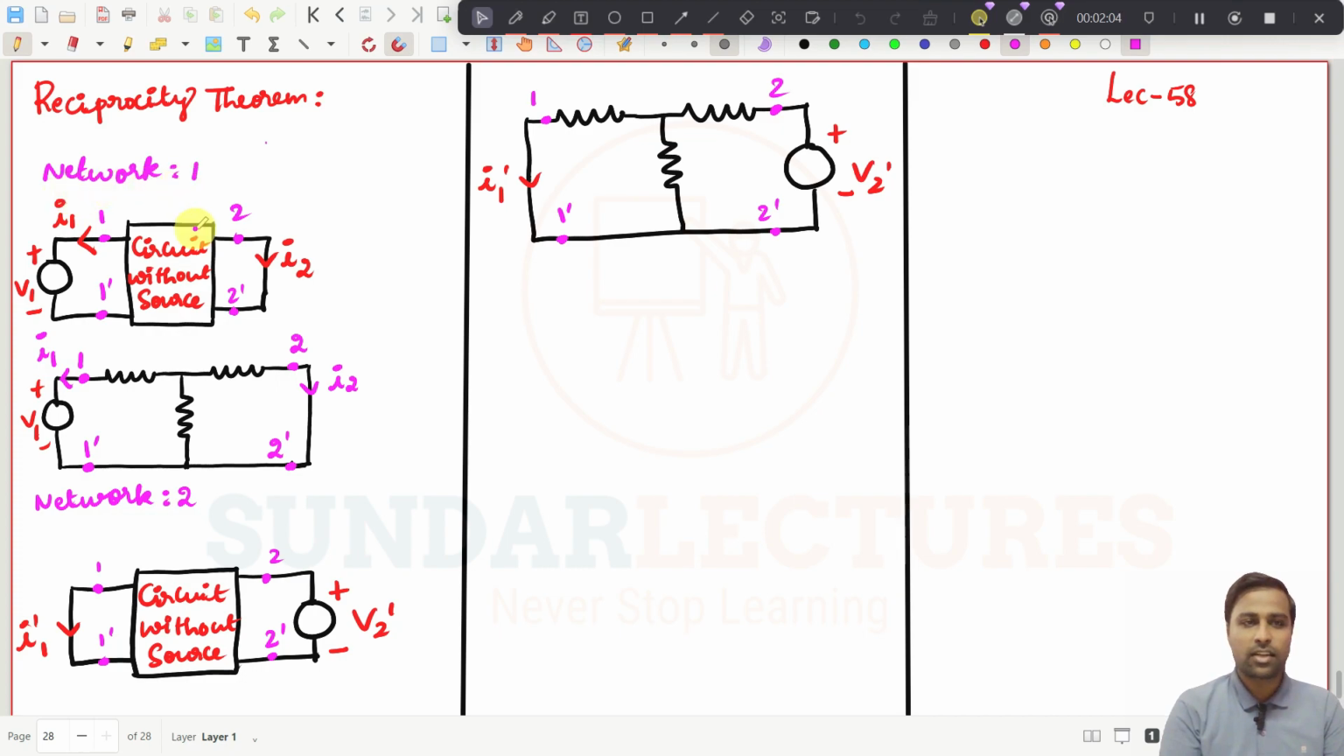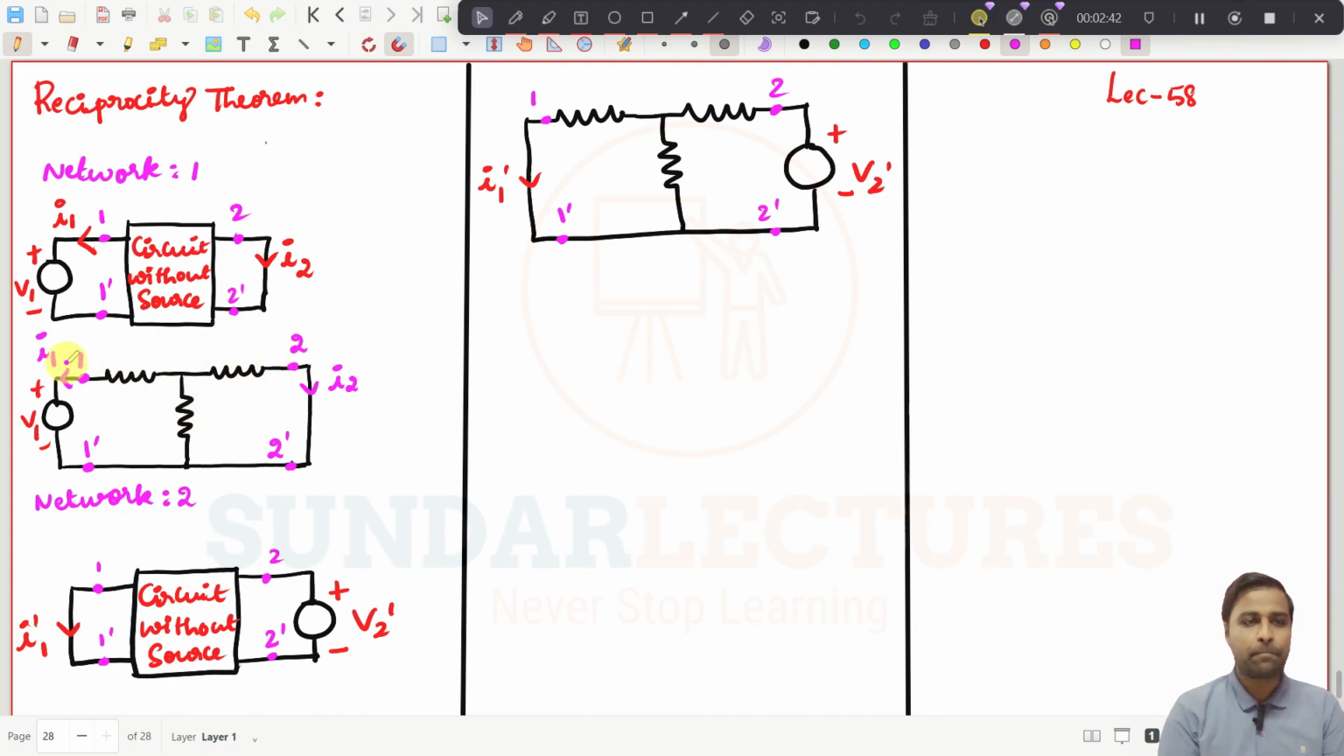Now this is network 1. This network has been drawn like this. In this first network there is a voltage source and there are resistances, maybe connected like this. I am considering the voltage to be V1, and the current in this branch to be I2. This point is 1 and 1 dash, and this point is 2 and 2 dash. Inside 1 and 1 dash, 2 and 2 dash, there will be only resistances. There should not be any sources present.